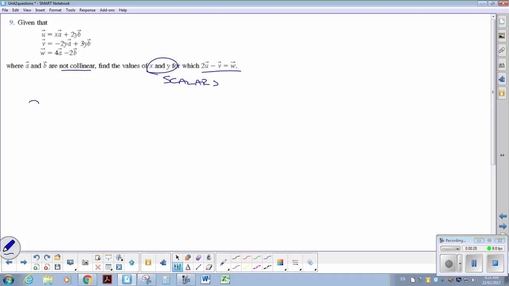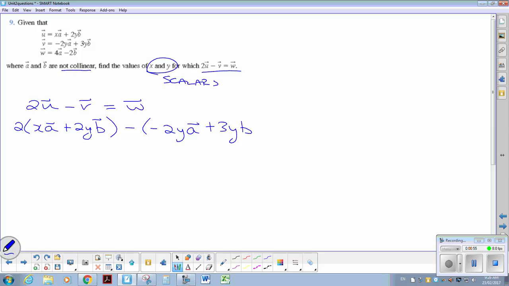So what the question is saying, if we take 2 times u, then we subtract the v vector, we're going to end up with a w vector. So I am going to take what the u vector is and replace it, and the v vector. This is where you've got to really watch your vector signs because you've got to remember what is a vector and what isn't in this case. u is 2x a vector plus 4y b vector, v is 2y a vector plus 3y b vector, and that's going to equal 4a minus 2b.